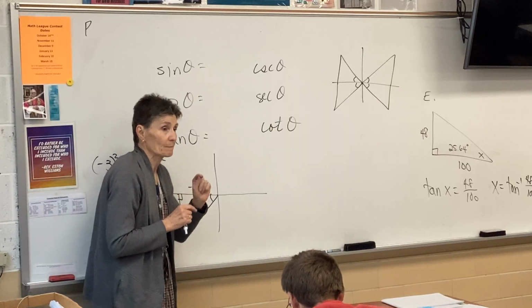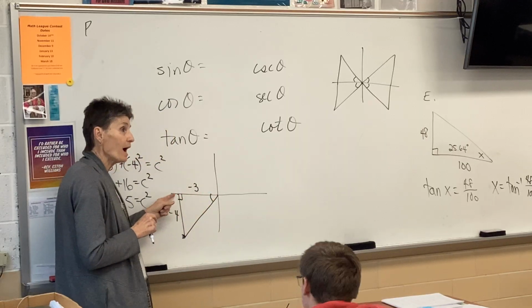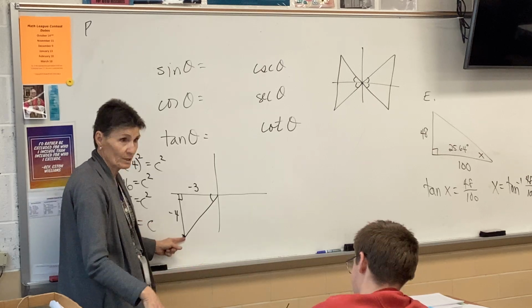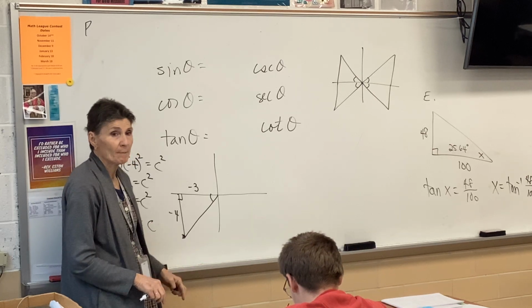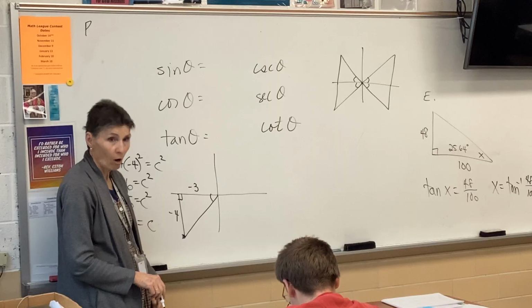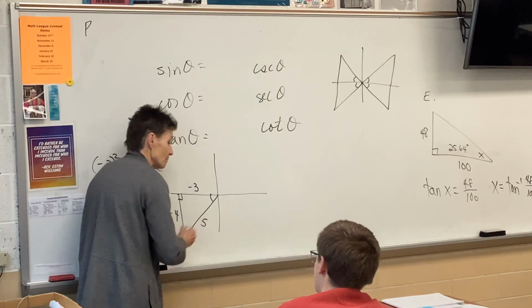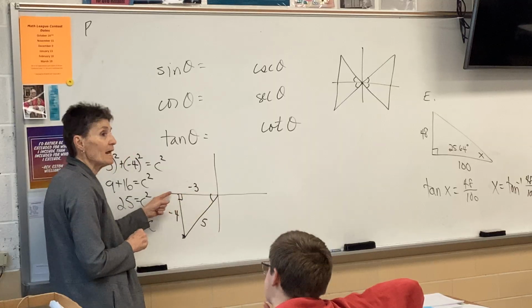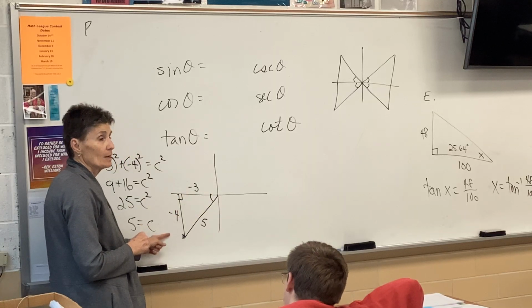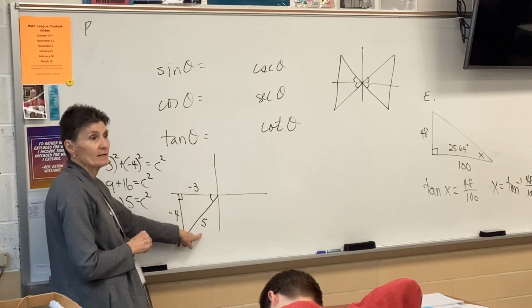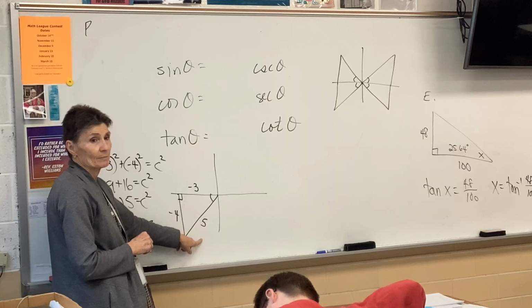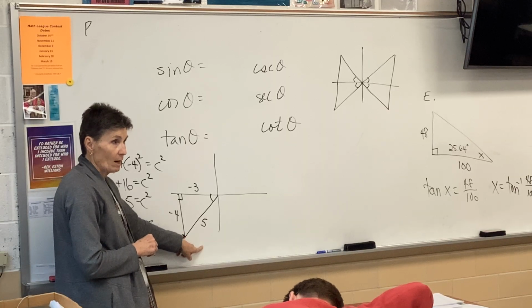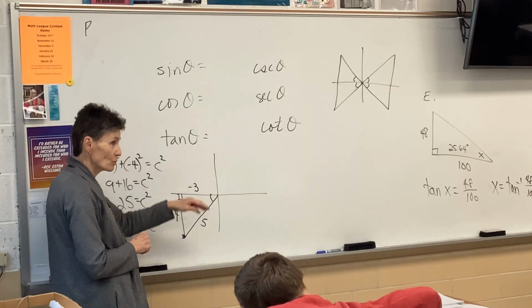Important. The sides can be negative, depending on the quadrant you're in. But the hypotenuse is always positive. These can be negative, but that will be positive always. Okay? Now, are we ready to answer the questions?